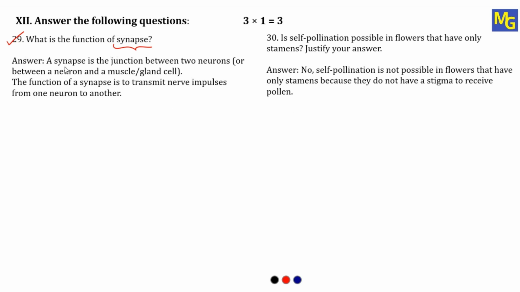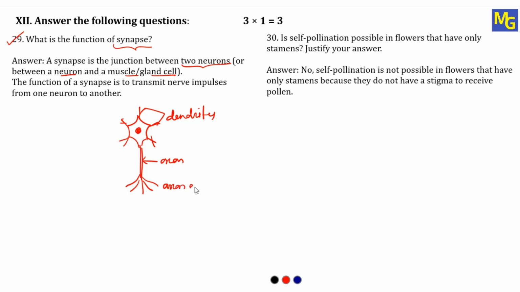So for the answer, first we'll see what a synapse is. Synapse is the junction between two neurons, or between a neuron and a muscle or a gland cell. It is the gap between two neurons. If you try to recall the diagram of a neuron, it will be like this. It has a cell body with the nucleus. I am drawing roughly. These are called dendrites, and this is called the axon. This axon will end here, and this is called the axon ending, or we can say nerve ending. Nerve is nothing but neuron.